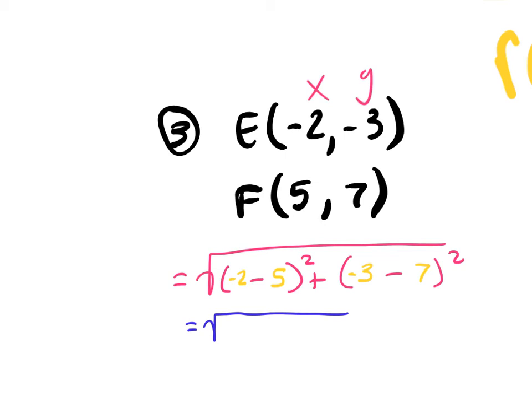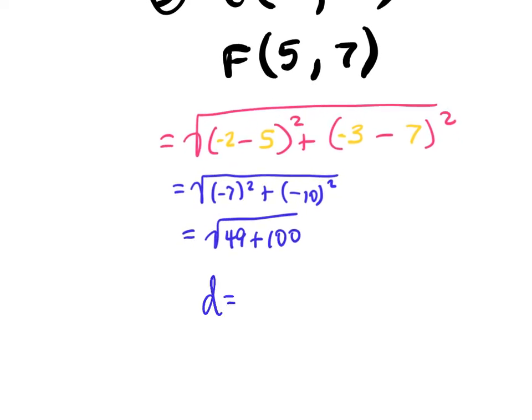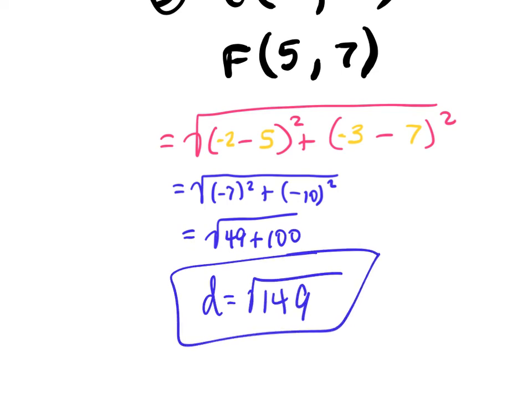So -2 minus 5 is -7. Plus -3 and -10 is -3 and -7 is -10. -7 squared is 49. -10 squared is 100. And I'm left with the square root of 149. And that does not break down either. You just keep it.